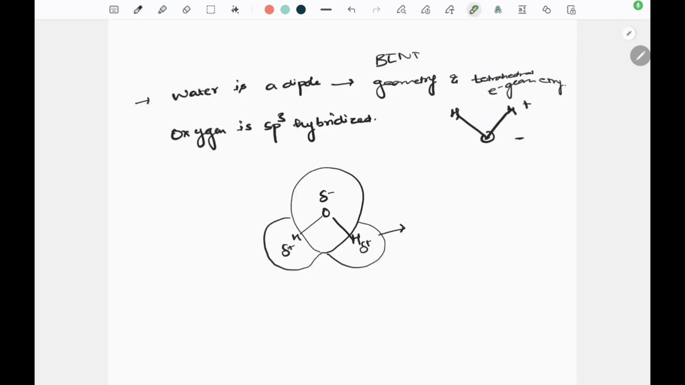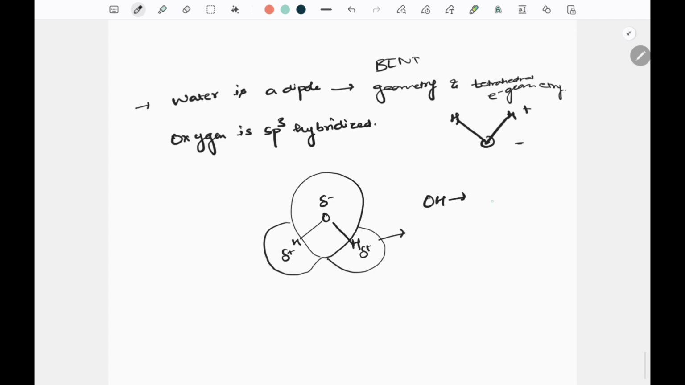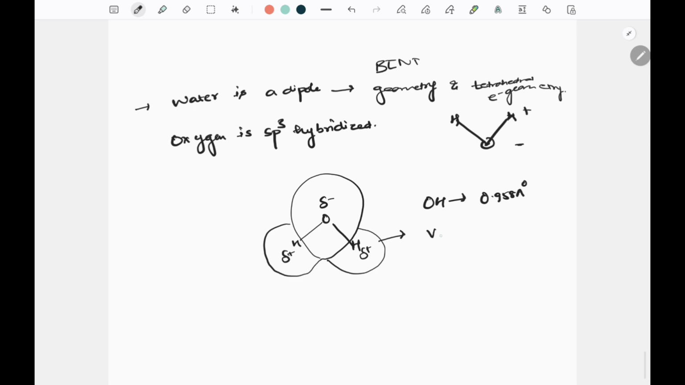When we look at the van der Waals envelope, the OH distance is around 0.958 angstrom. Okay, so the van der Waals radius of oxygen is around 1.4 angstrom, and the van der Waals radius of the hydrogen atom is 1.2 angstrom. So both hydrogens are 1.2 angstrom, and oxygen has 1.4 angstrom of radius, right? And the angle between all of this is 104.5 degrees.